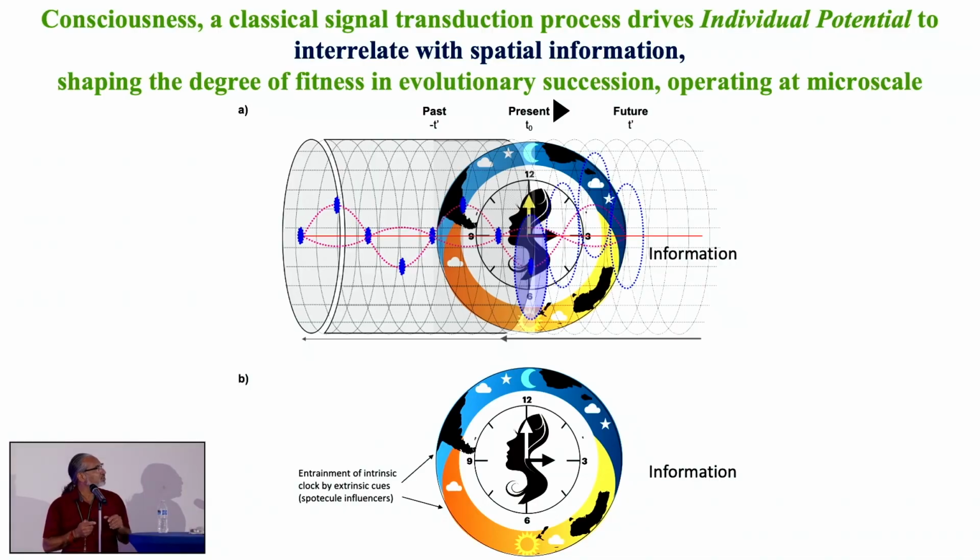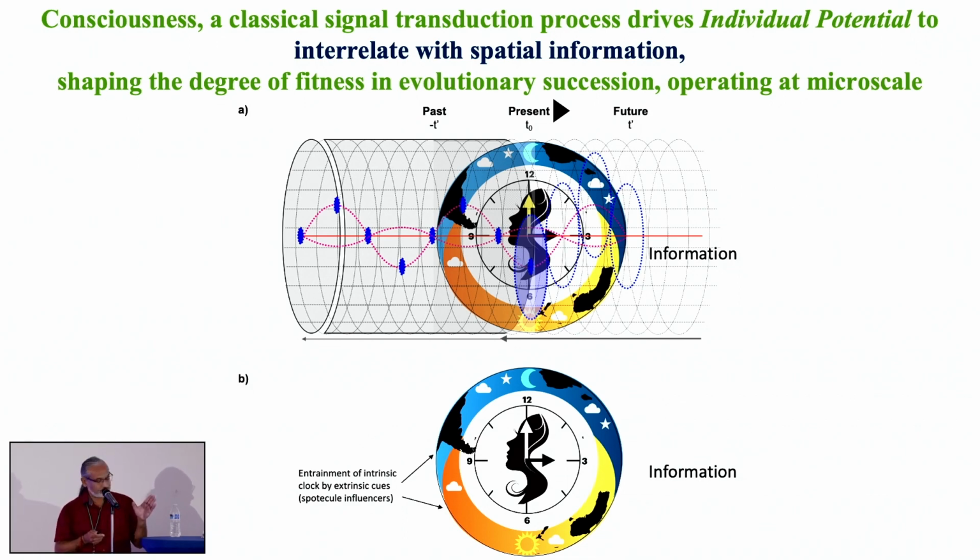So I'm going to just propose something. In my mind, consciousness is a classical signal transduction mechanism that drives individual potential, and it has to do with interrelatedness with spatial information. So there is information in space-time, and we are just like light. Light is a quantum photon, and so plants are able to take that information and change their developmental program based on the information that's present. And it shapes the degree of fitness and evolutionary succession at microscale.